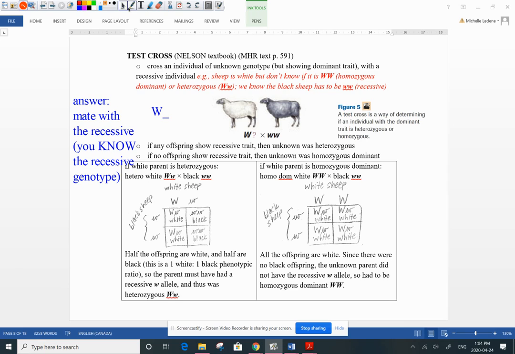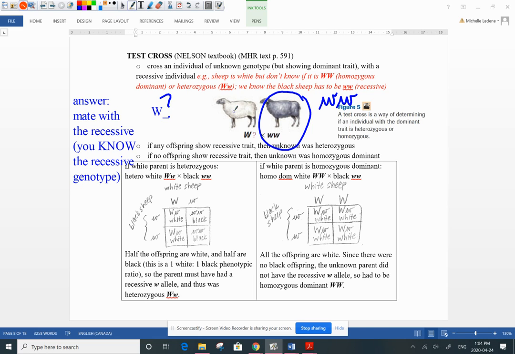Well, the answer is we're going to mate her with the recessive. So black is the recessive in sheep wool color. We know that the black sheep is recessive, so it has to have two recessive alleles, has to be little w, little w. What is the female? Don't know. That's what we're trying to find.